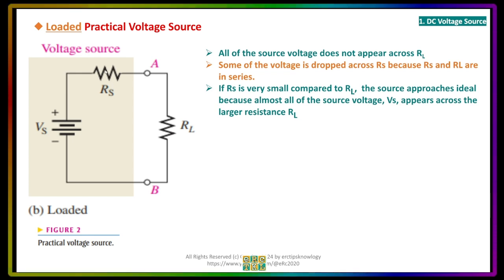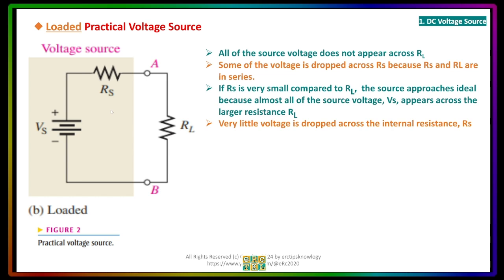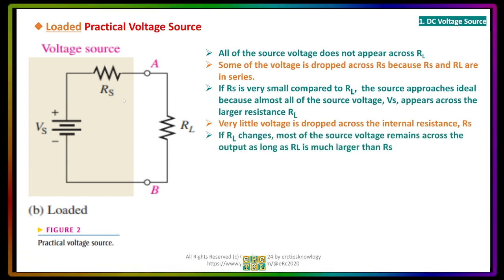If Rs is very small compared with your RL, the voltage source will approach ideal or close to ideal because almost all of the source voltage, let's say 99% or higher, will go to RL. So it's like ideal, but not really ideal. It's only close to an ideal voltage source.